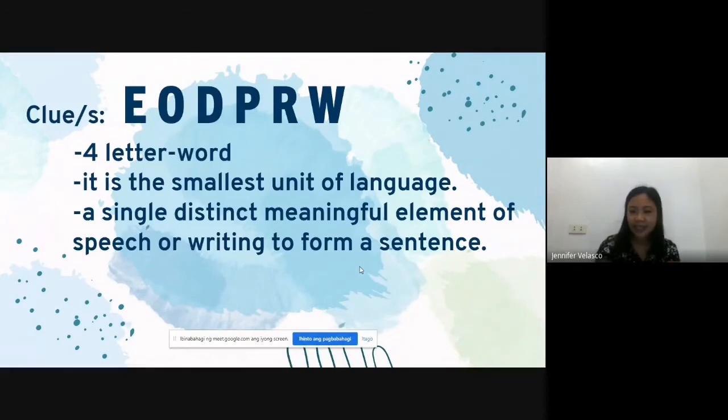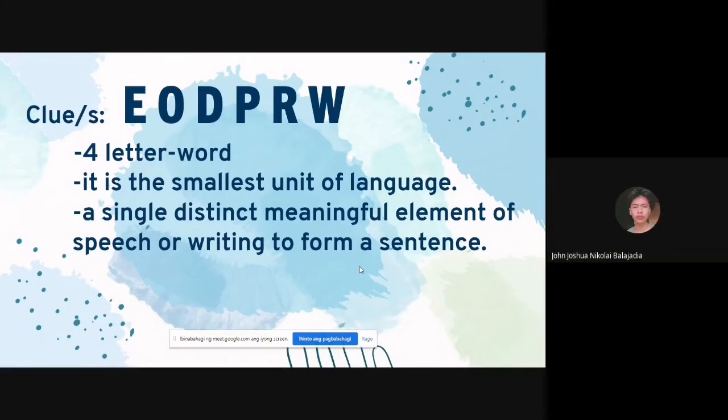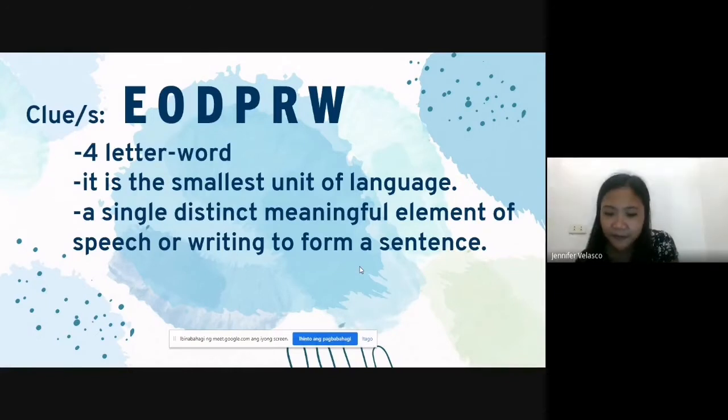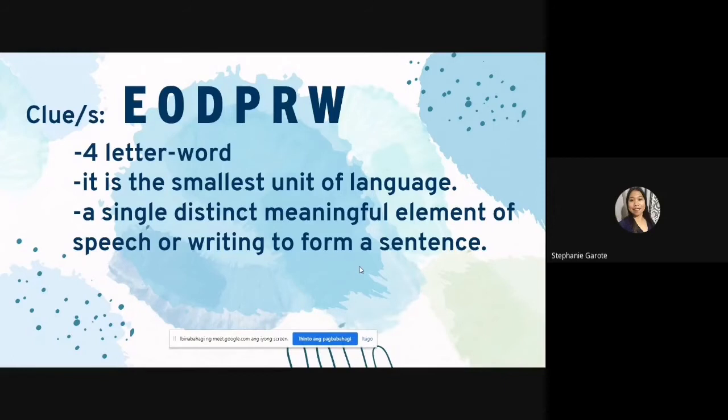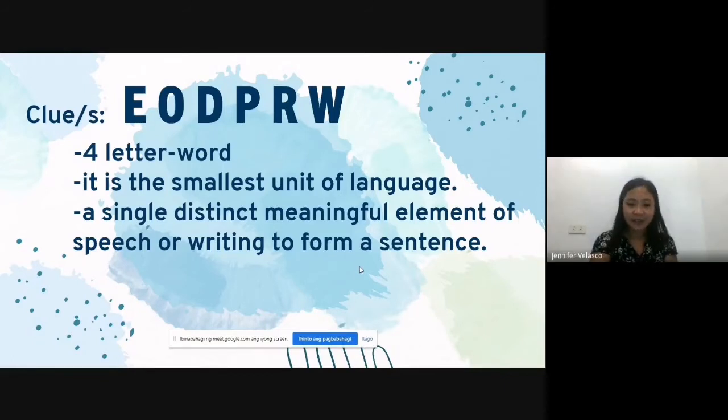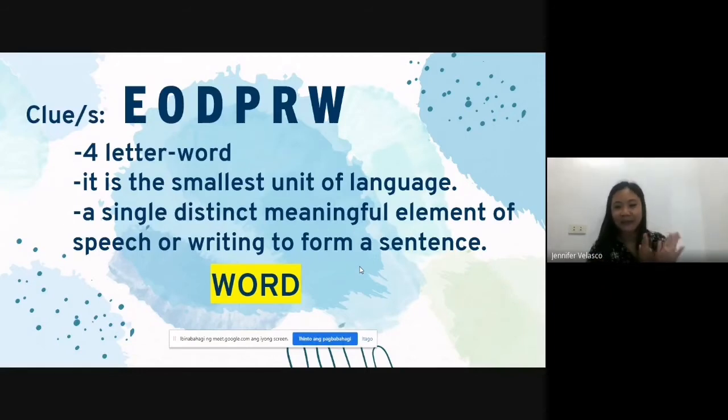Ella, chat in messages your answer. Okay, what is your answer, John Nicole? A word, po. Louder. A word. How about you, Stephanie? Because you were also raising your hand. Same, ma'am, word din po. Okay, let's find out if your answer is correct. Oh, very good. Give yourselves a virtual clap. You got it correctly. Word.